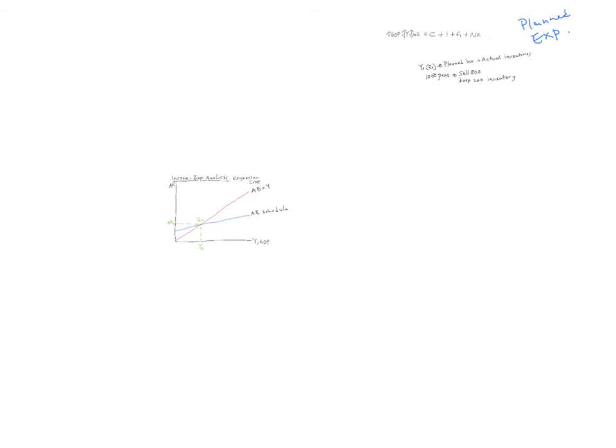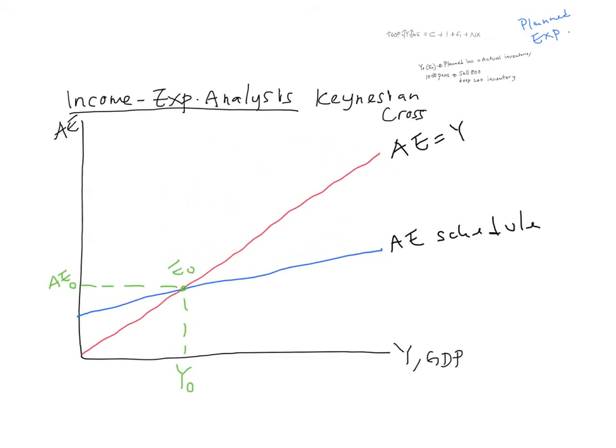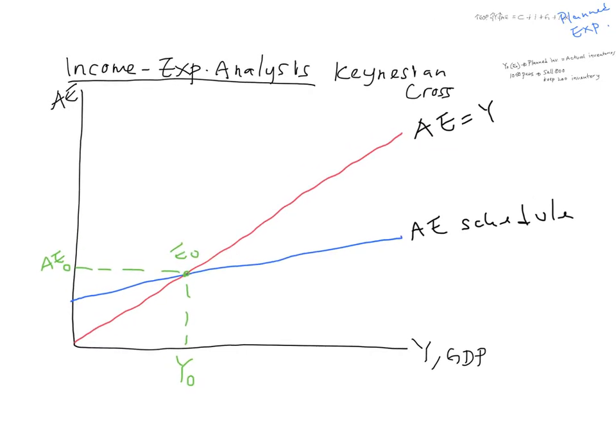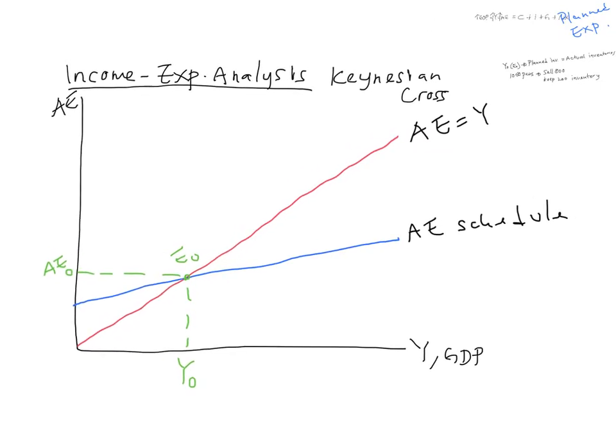So I come back here. What happens? And I ask the question, what happens if we happen to be at point Y1? So I'm going to find another color and put that up. Y1. What happens if we are here? Now you are not in equilibrium because planned expenditure does not equal aggregate actual expenditure, right? You have a gap now.